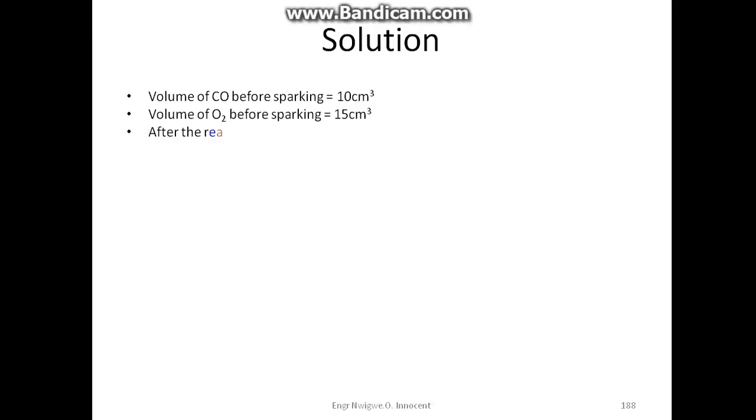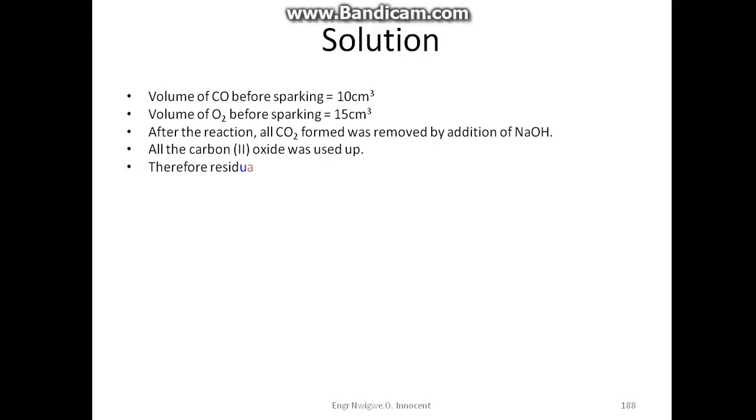Solution. The volume of carbon(II) oxide before sparking is equal to 10 cm³. The volume of oxygen before sparking is 15 cm³. After the reaction, all carbon(IV) oxide formed was removed by addition of sodium hydroxide. All the carbon(II) oxide was used up. Therefore, the residual excess gas was oxygen, which is equal to 10 cm³. Volume of oxygen that reacted is equal to 5 cm³.